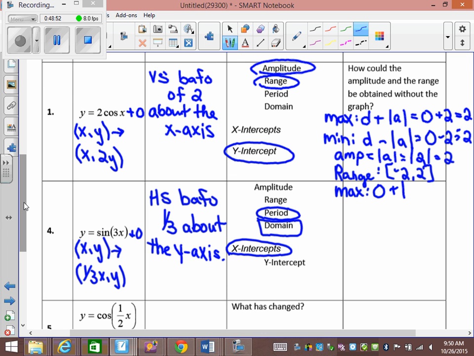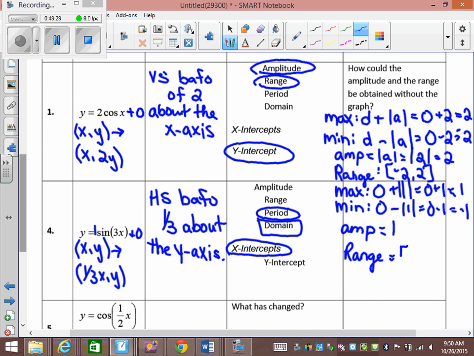It's 1. If it was 0, what would happen? 0 times sin of 3x is actually 0. So it can't be 0. People tell me 0. It can't be 0 because then this whole equation would be gone. You're just multiplying. So it's a 1. So it's going to be 0 plus the absolute value, which is 1. So 0 plus 1 is 1. And then my minimum is 0 minus the absolute value of 1, which is 0 minus 1, which is negative 1. So my amplitude is just 1. And my range doesn't change from my original graph. It's negative 1 to 1.